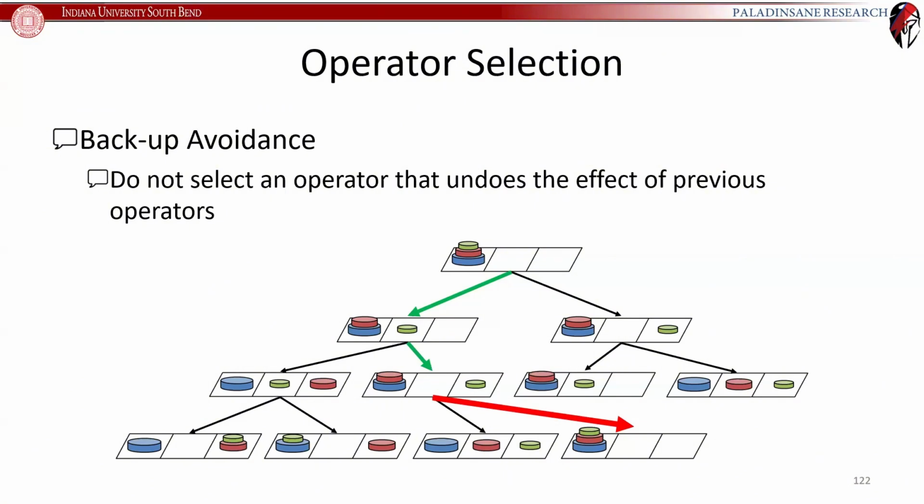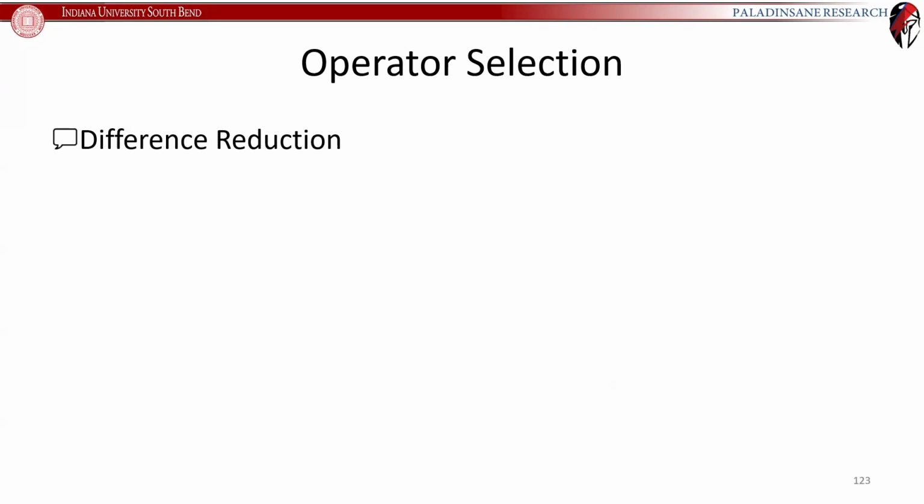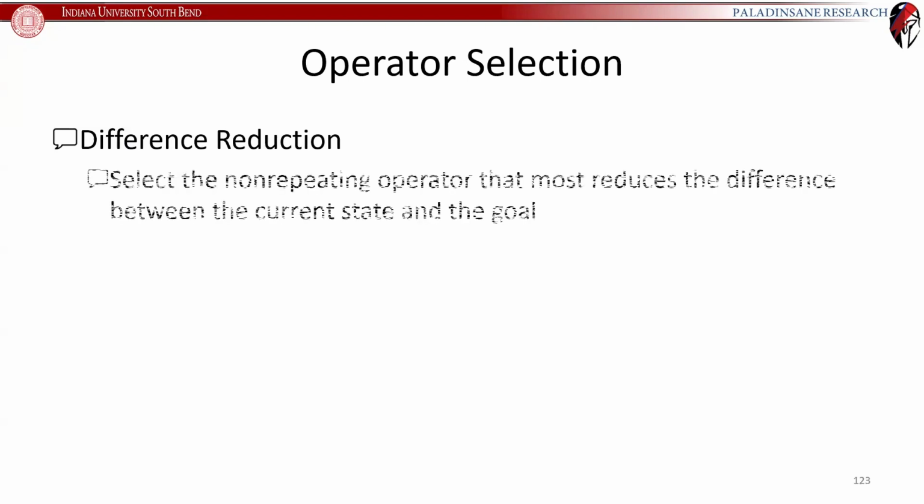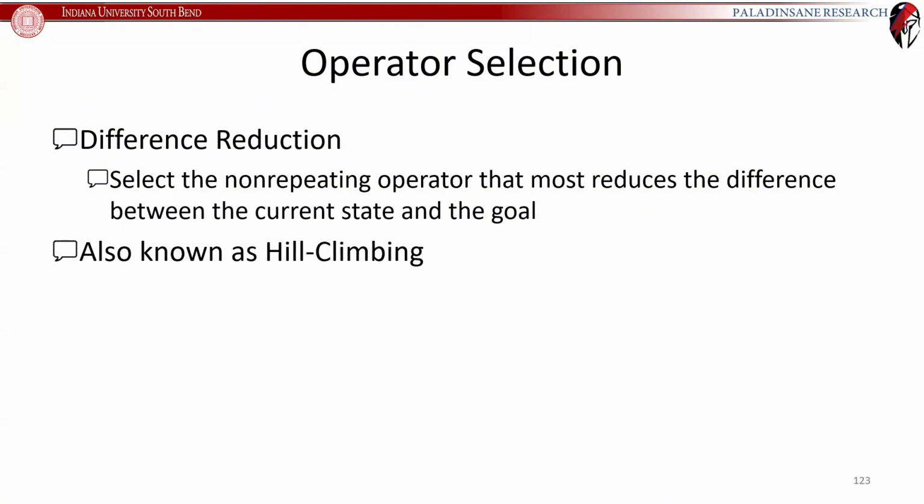So backup avoidance is related to and connected to difference reduction. What difference reduction is, is that we're going to select the operator that most reduces the difference between the current state and our goal. So we're going to choose whatever move we can do. If we have 4 different moves that we can do, we're going to choose the one that reduces the most the distance between where we are and where our goal state is. And this is known as hill climbing.